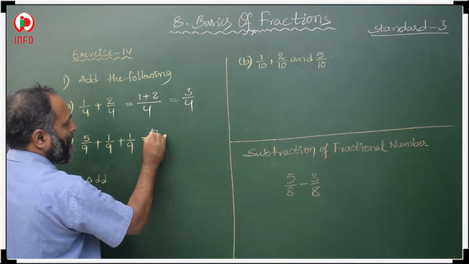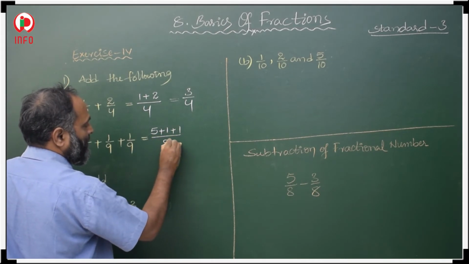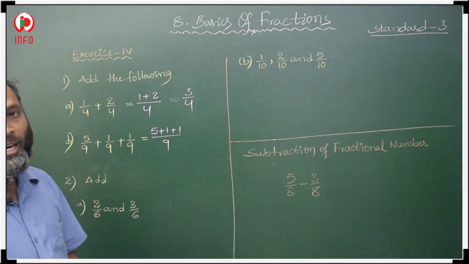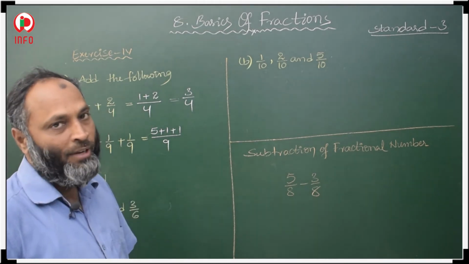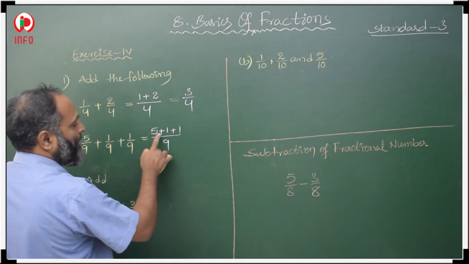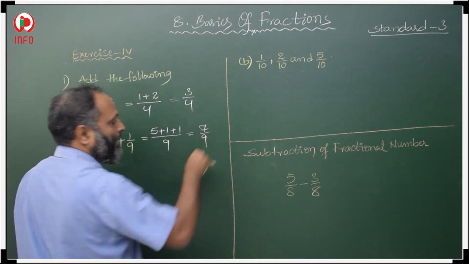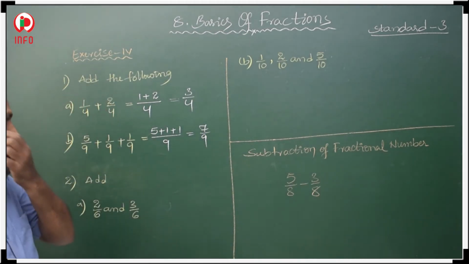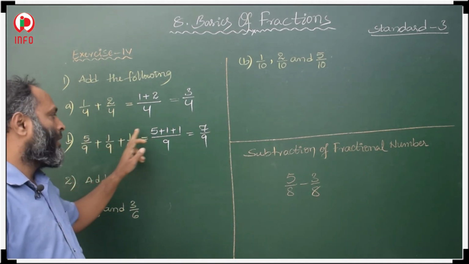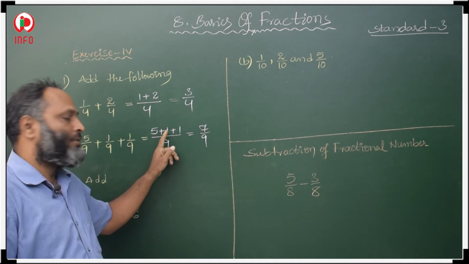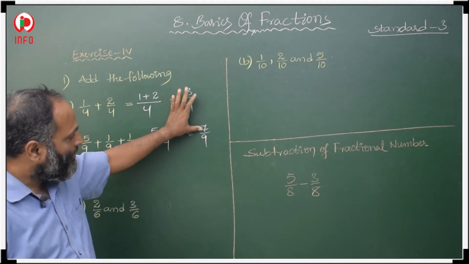Now, how to add? Here the numerators we have to add, 5 plus 1 plus 1, and the denominator we have to take one time. Don't add the denominators, 9 plus 9 plus 9 is 27, don't add. Only one time we have to write. 5 plus 1 is 6, 6 plus 1 is 7, so 7 by 9.